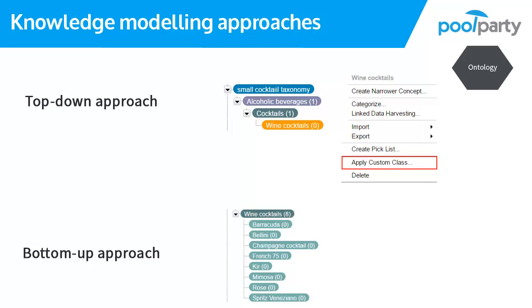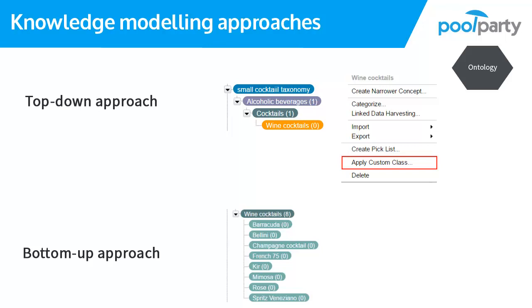Whereas in the top-down approach, you would start your taxonomy and ontology considerations with classes such as alcoholic beverages, cocktails. In the bottom-up approach, you would come up with these classes as they derive from your available concepts. So here in this case I have a list of wine cocktails: Mimosa, Rosé, Spritz, Veneziano, and as I collected them I perhaps realized I have more of them, and so I created the top concept wine cocktails in the next step.